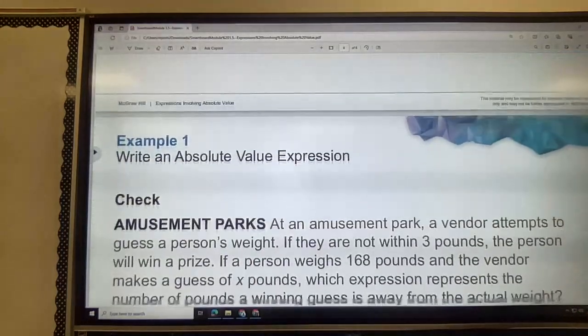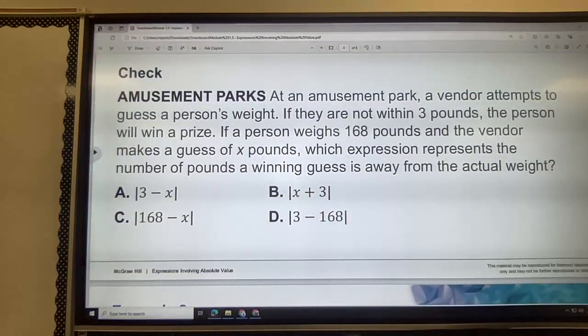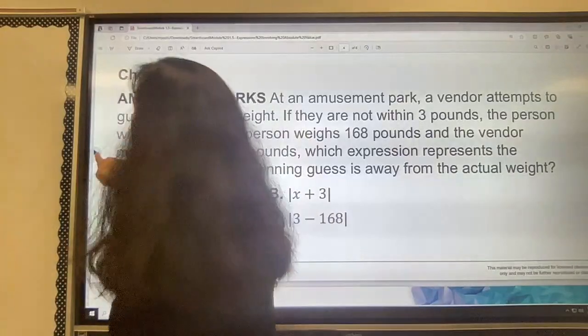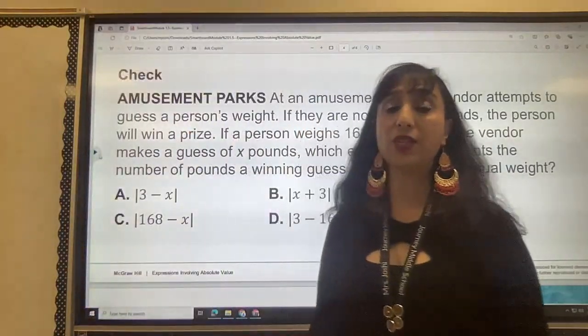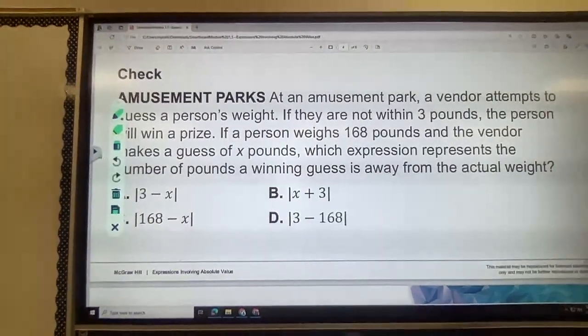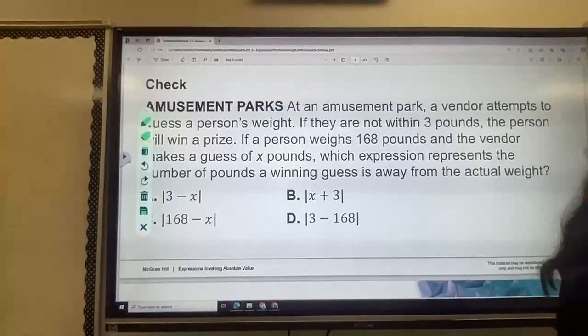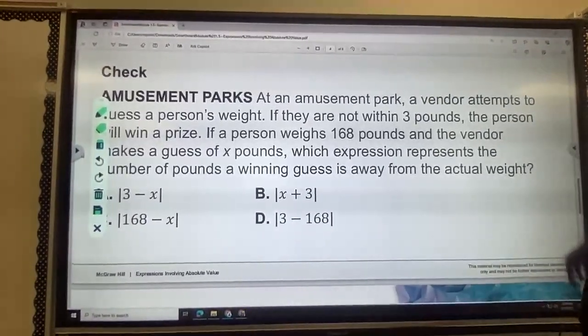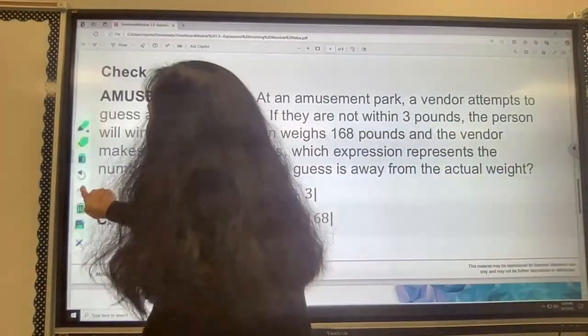Let's look at this one, and we're going to see which of these is the correct expression. All right, so let's read the question. Trying to make sure that you can see the whole board. Let me try to take this over here.